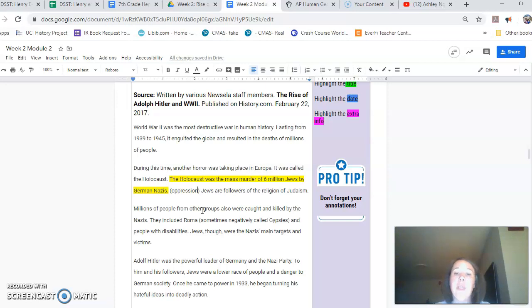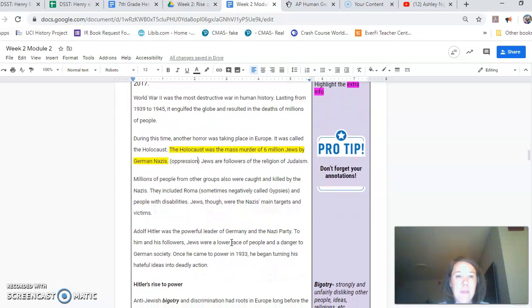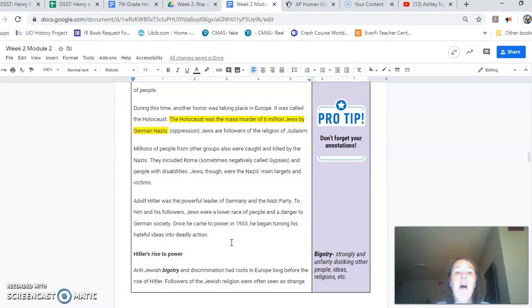Jews are followers of the religion of Judaism. Millions of people from other groups also were caught and killed by the Nazis. They included Roma, sometimes negatively called gypsies, and people with disabilities. Jews, though, were the Nazis' main targets and victims. Adolf Hitler was a powerful leader in Germany and the Nazi Party. To him and his followers, Jews were a lower race of people and a danger to German society. Once he came to power in 1933, he began turning his hateful ideas into deadly action.